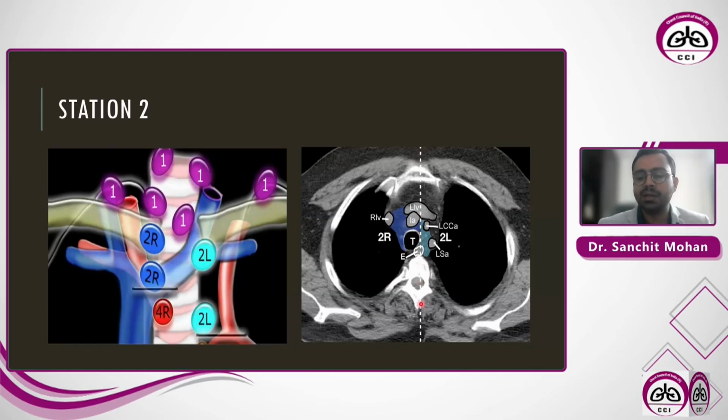This is the imaginary line. This is the left brachiocephalic vein. This is the right brachiocephalic artery. This is the left common carotid artery, and this is the left subclavian artery. So anything on the right side forms the 2R lymph node. Anything on the left side forms the 2L lymph node. This right brachiocephalic artery further divides into the right common carotid and the right subclavian artery.